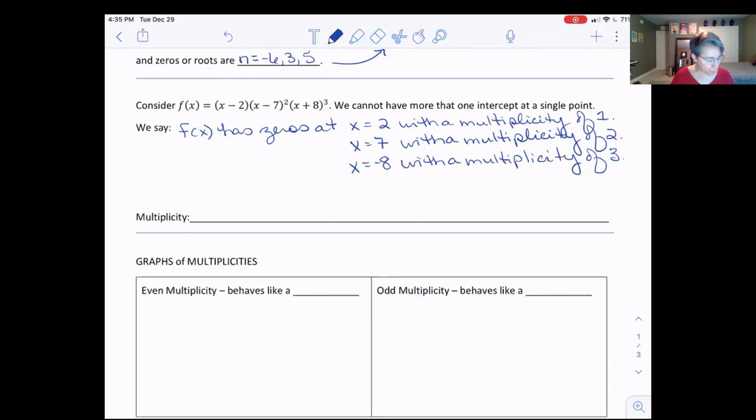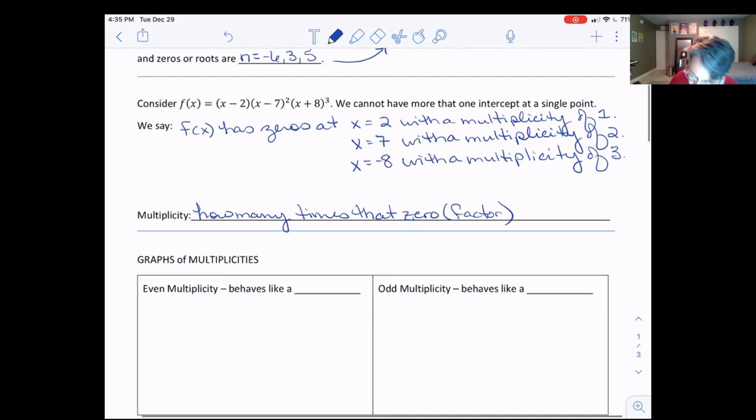What do we mean when we say multiplicity? It's how many times that zero, or its factor, is in the equation. I use EQN for short for equation. So the x minus 2, that zero's factor only shows up once. The x minus 7, technically there's 2 of those, and then there's 3 of the x plus 8s. Now, how does this help us? The multiplicities of the zeros help us figure out the behavior at that x-intercept.